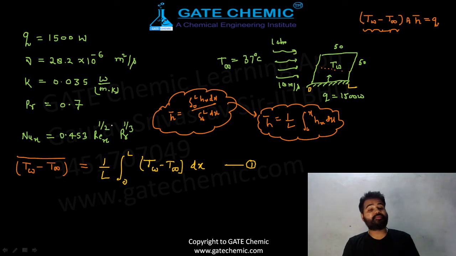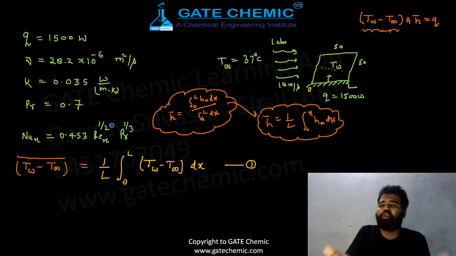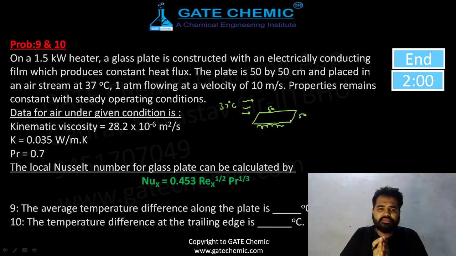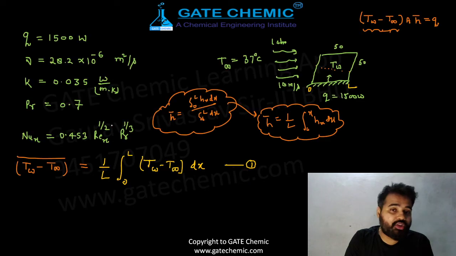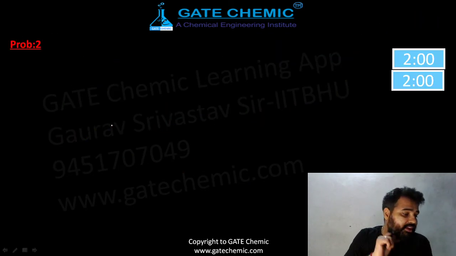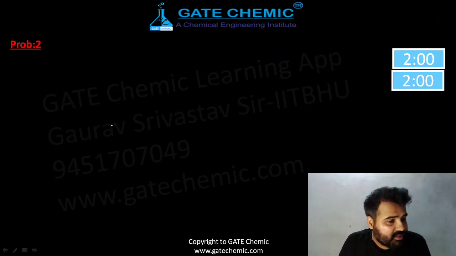Okay, fantastic. Now see, what is the value of TW minus T infinite? I don't know. It is not given in our problem. Nothing is given everywhere. But one thing is there, that is the Nusselt number. You know, the Nusselt number can also be written in terms of delta T. Just tell me yes or no. Do you remember that the Nusselt number can also be written in terms of delta T? You can write it or not?